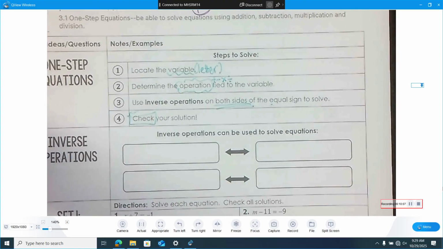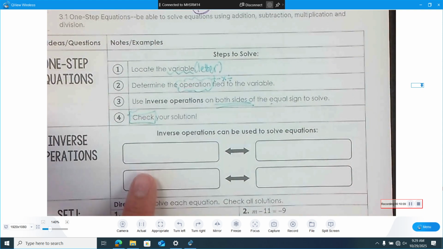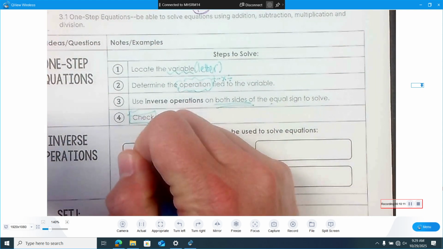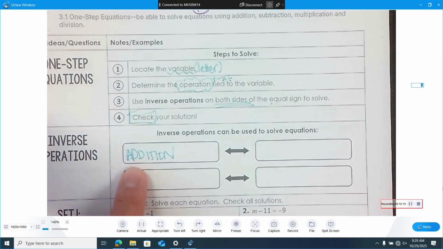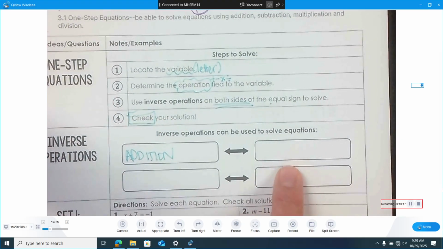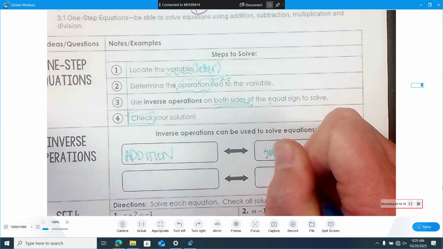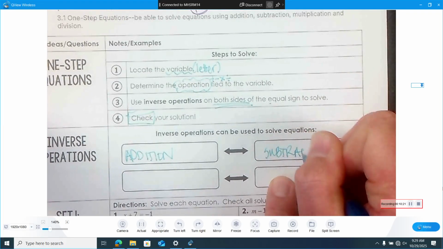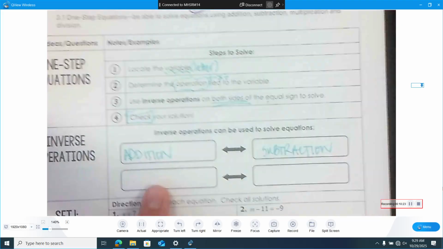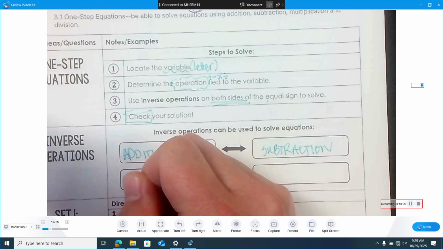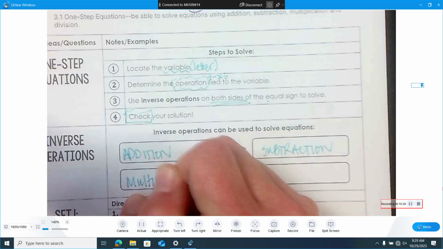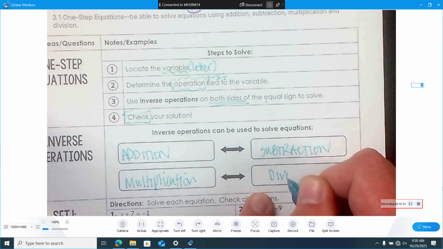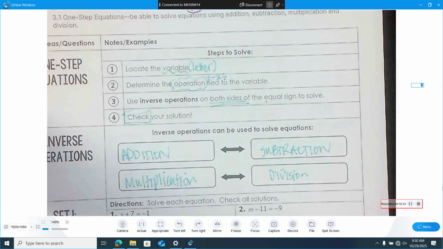Okay, so inverse operations can be used to solve equations. Addition, if I have an addition connection, what's the inverse operation? Subtraction. All right. If I have multiplication, what's the inverse operation? Division, yes. Yep. Multiplication and division are inverses.